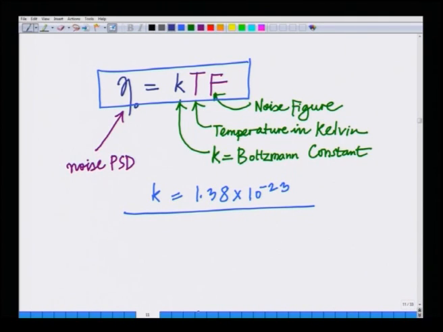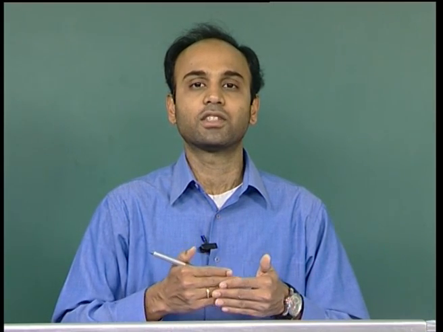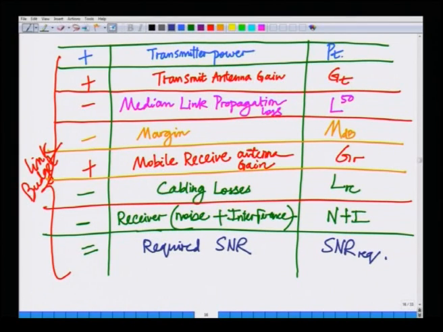And then we moved on to a link budget analysis, which is essentially putting all these factors together. A link budget is nothing but a systematic listing of the losses and gains in this wireless communication system, which can be listed as follows: the transmit power Pt plus transmit gain Gt minus the path loss L50 minus the margin m dB plus mobile receive antenna gain Gr minus cabling losses LRC minus receiver noise plus interference N plus I, which is equal to the required SNR. So, what it says is transmitted power plus all the gains minus all the losses is equal to the received power or the received SNR.